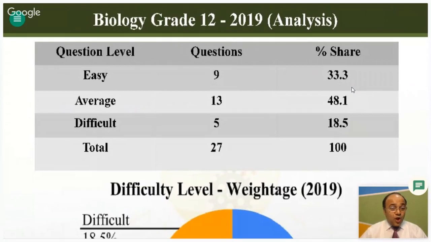Okay, so overall, you can see there were 9 questions that were pretty easy. There were 13 questions that were difficult. Approximately 50% of the paper was average, right? And there were 5 questions which are pretty difficult. That means 18.5%. Okay, this is all pure analysis.